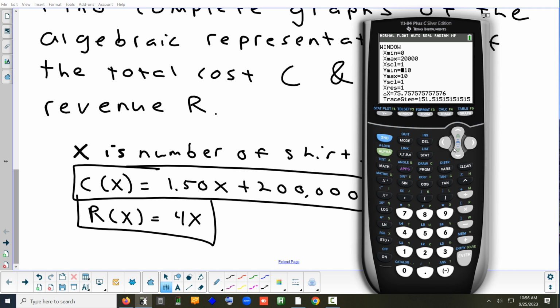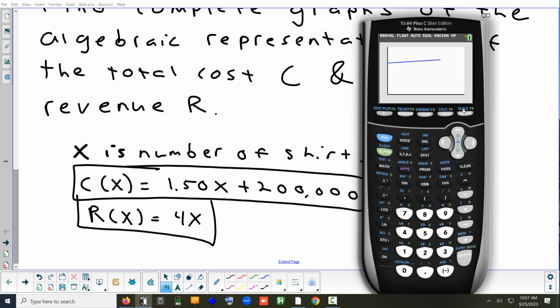Y min? Well, none of these numbers can be negative. You can't have negative revenue and you can't have negative cost. You could have negative profit, which is the difference. But cost and revenue are both positive numbers. It doesn't cost you negative $10 to do something. Okay, so 0 would be the smallest. And what did I say for y max? 300,000. Okay, let's try it.